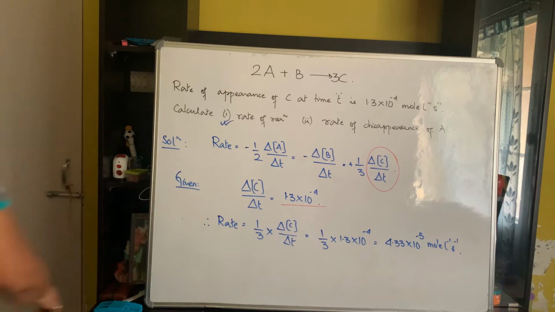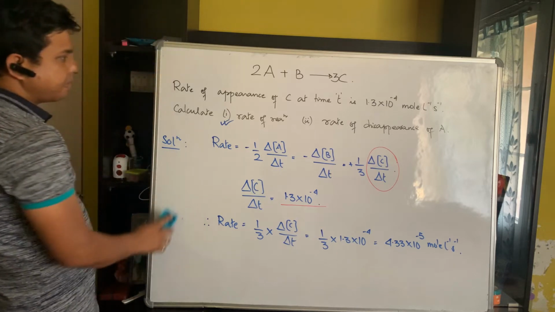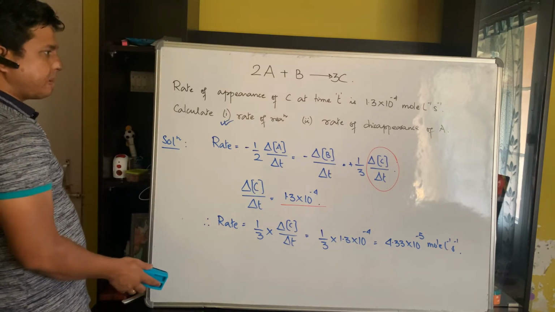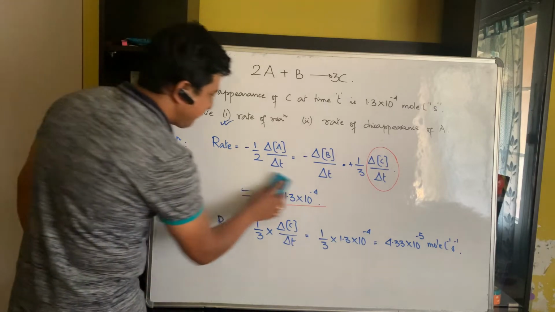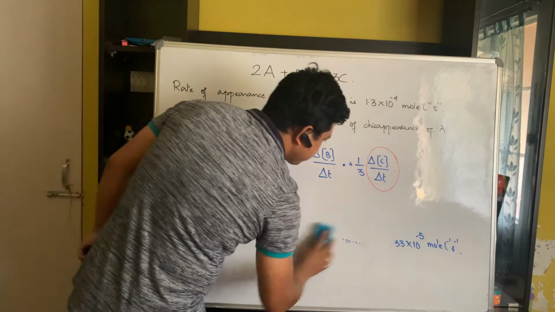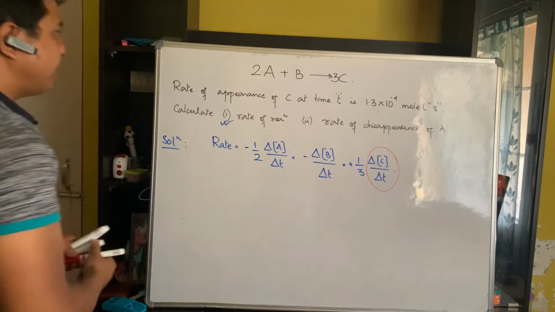Now let us move towards the second problem. You are supposed to find out the rate of disappearance of A. Now we have found out the rate of the reaction. We know the value of the rate of a reaction.